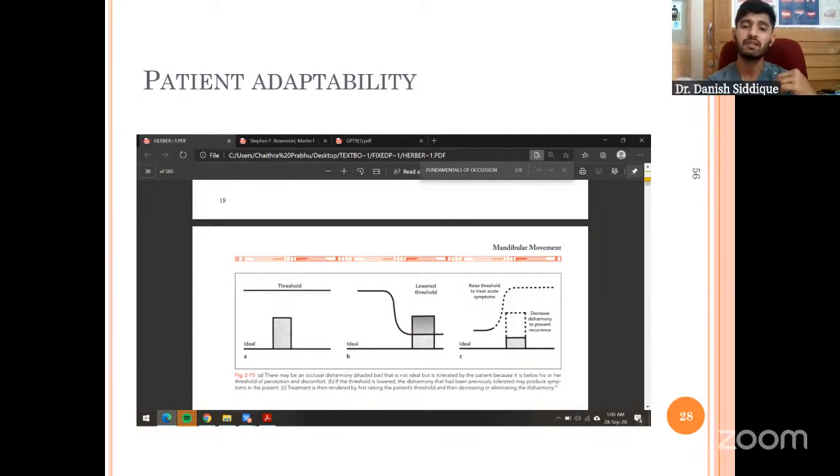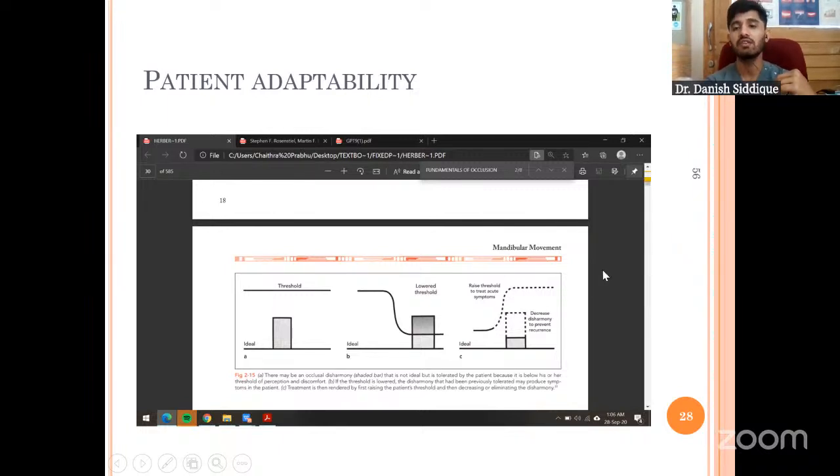But in some cases, the threshold level is very low, that is, the pain threshold is low. So any minute changes will cause discomfort to the patient. So these patients are very easy to diagnose. So we have to see what amount of wear and tear has happened. So the first thing we have to see is that this threshold is taken care of.